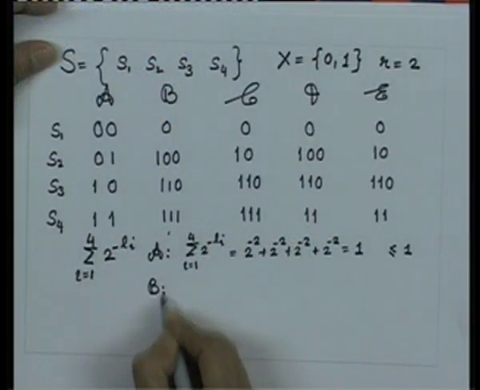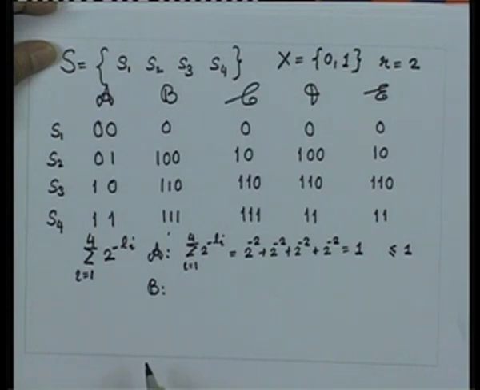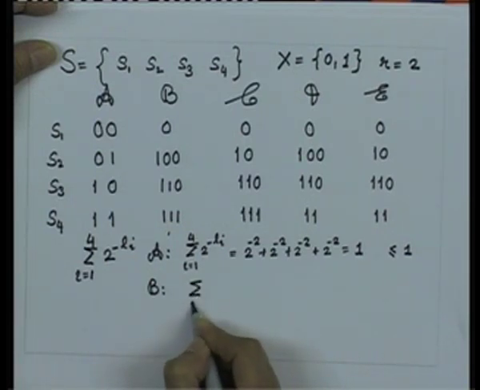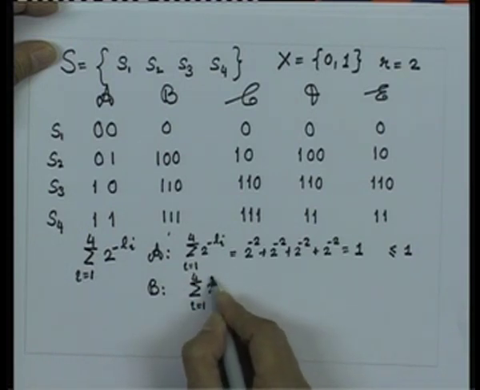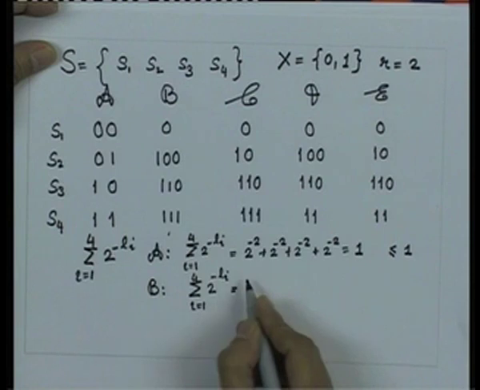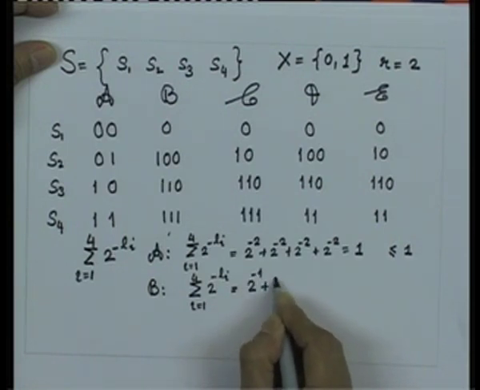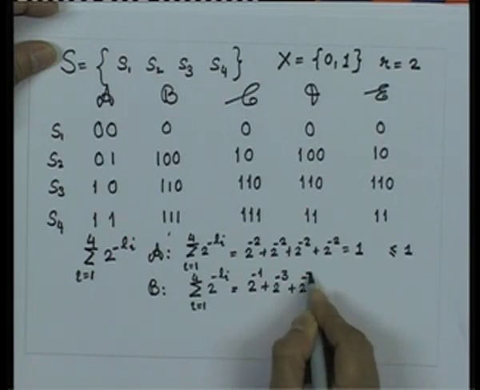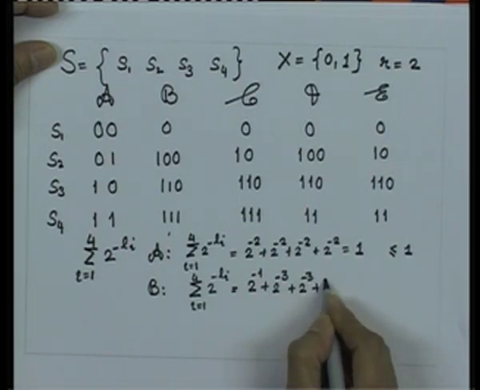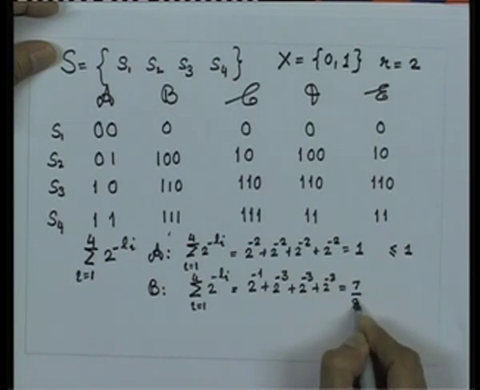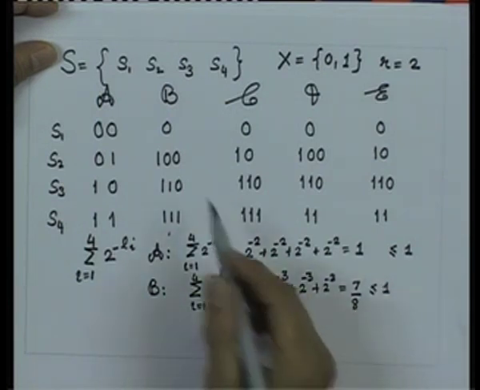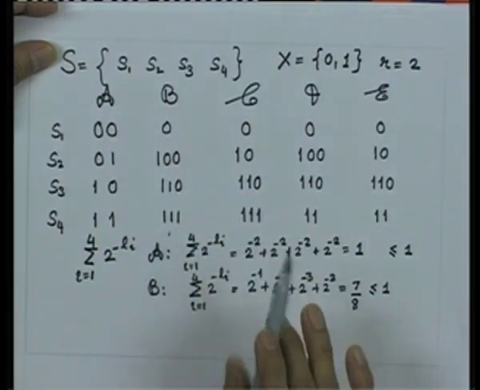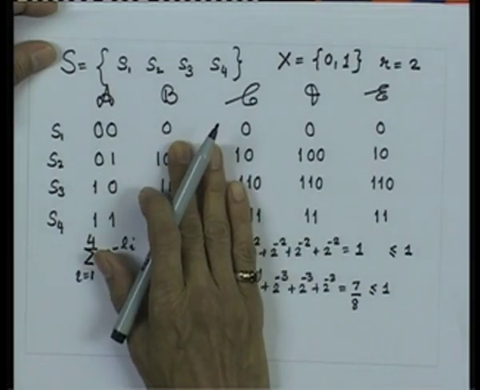Let us try to evaluate the same inequality for the code B. For the code B, if I evaluate this, 2 to the minus Li comes out to 2 to the minus 1 plus 2 to the minus 3 plus 2 to the minus 3 plus 2 to the minus 3. This turns out to be 7 by 8, and again this is less than or equal to 1. So, it says that code word lengths of 1, 3, 3, 3 are acceptable as the code word lengths for an instantaneous code. Again, if we examine the code words of this code, you will find that they are instantaneous.